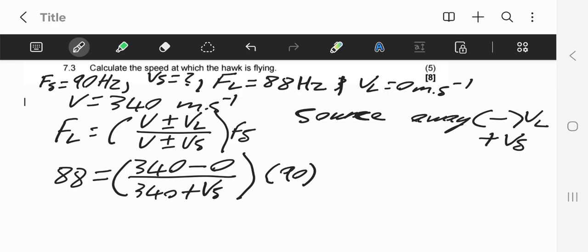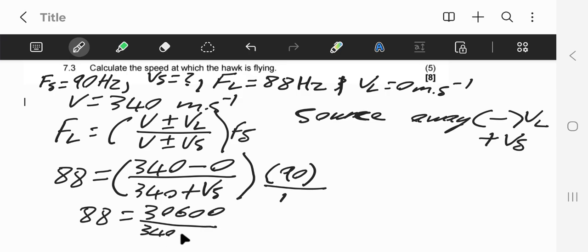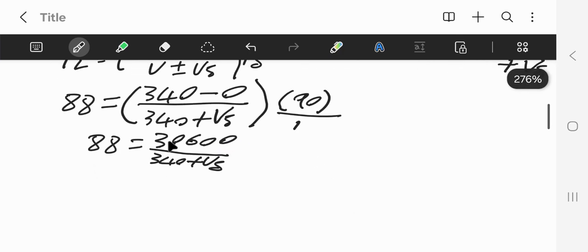And then here we are going to do the math. We know that this one is over 1, so we are multiplying numerators with each other, denominators with each other. And when we do the math here, we will have 88 is equal to what is 340 multiplied by 90? It's going to be 30,600. And then at the bottom we will have 340 plus Vs. Then from here we are now just going to do cross multiplying.